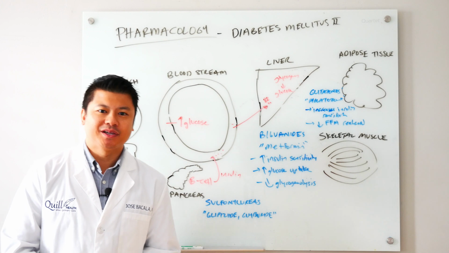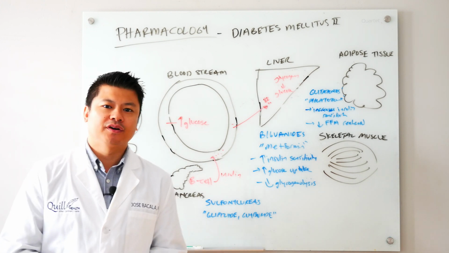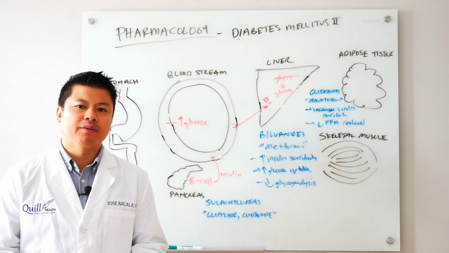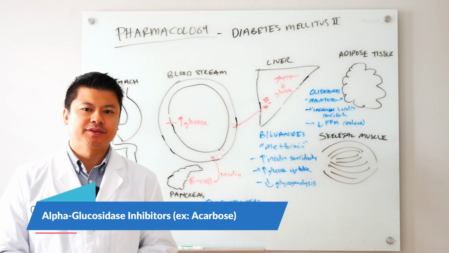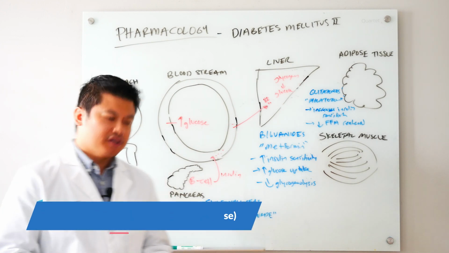So the next class of medications that we're going to talk about are called alpha glucosidase inhibitors. And the more common medication that we know in this class is acarbose. These medications work in the small intestine of our GI tract. So let's get into that.